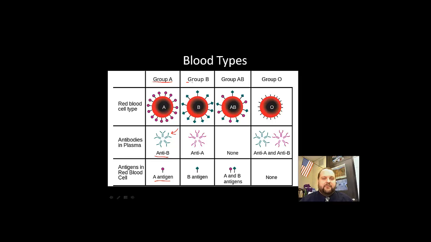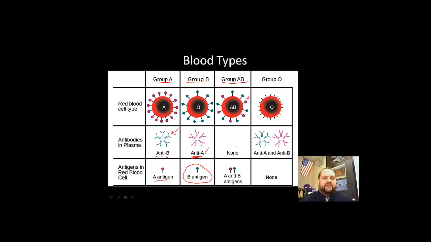Group B, type B blood, has B antigens, right? So they have B antigens on the outside of their cell, and they're going to make weapons against A, because they don't want to attack themselves, they want to attack everybody else. If they made B weapons, they'd end up attacking and causing their own cells to clot, which would be bad news. Now, type AB blood over here, they have both A antigens and B antigens.